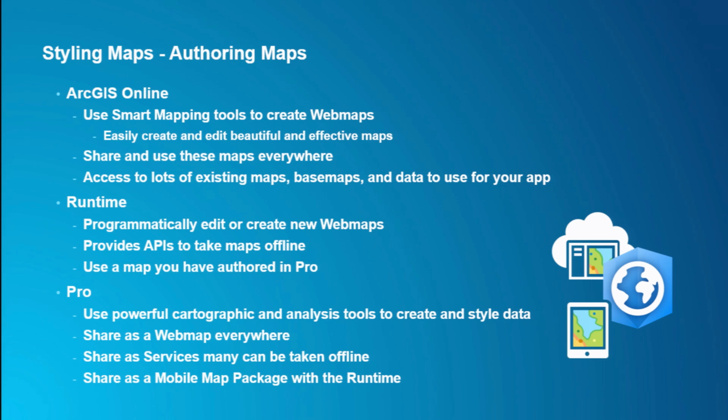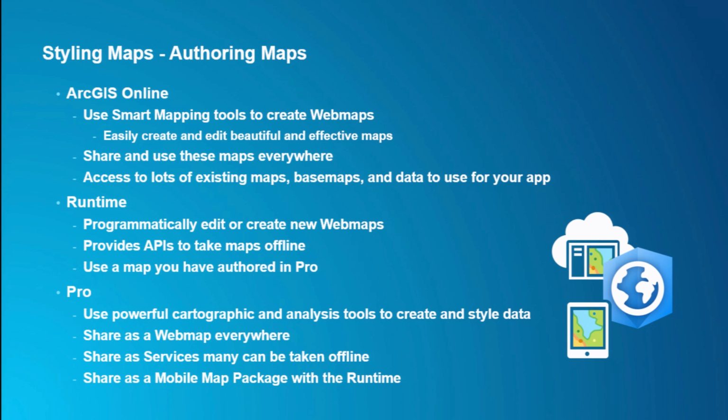In Runtime, your authoring environment is an API, right? So you can programmatically create and edit existing web maps. There are also APIs that allow you to take data offline, so you can go disconnected into the field and do your work there. Or you could just use a map that you've authored in Pro, and we'll talk more about that later.